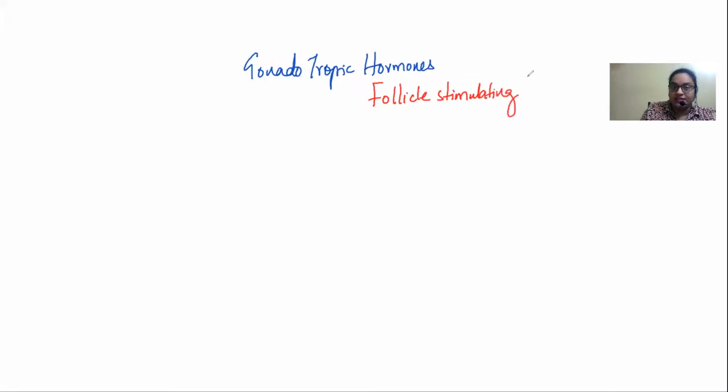So we are talking about the gonadotropic hormones. These are none other than our follicle stimulating hormone and luteinizing hormone. So how and from where are these being released, and with what influence? Those we are going to see.